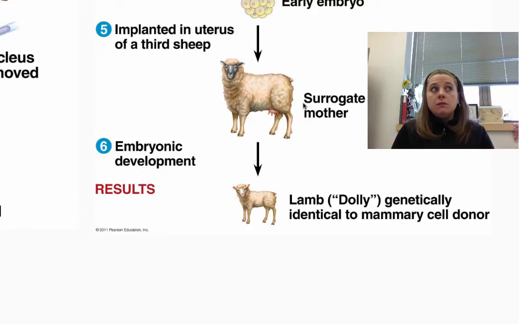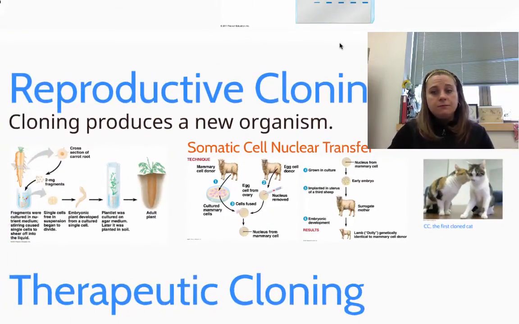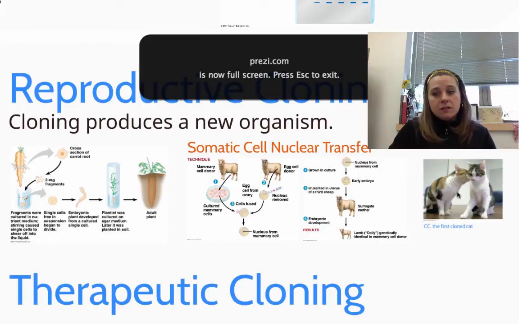And yeah, but here's the catch. It took forever. It took a long time. It took over 250 tries to get Dolly. So it's not very efficient or effective. And let me just say that many mammals have since been cloned.